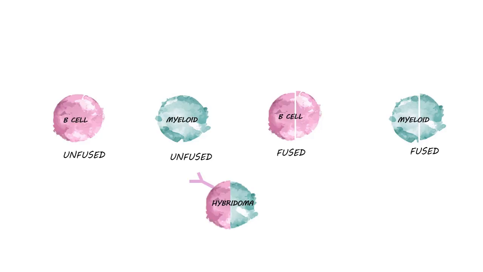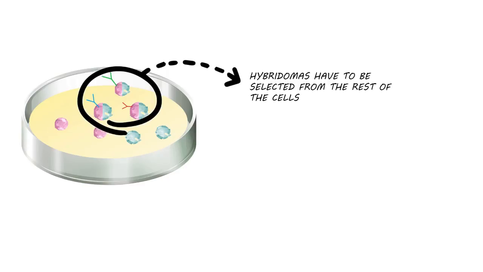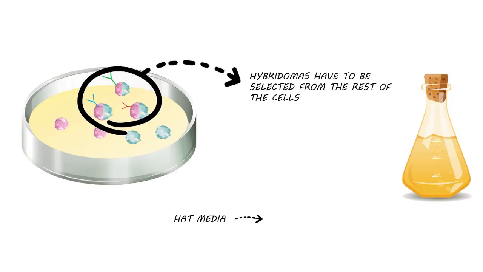Now, we don't want any of these cells competing with our target hybridoma cells for nutrients. Hence, we need to remove all the cells from the culture media except for our target hybridoma cell. This can be done by using a selection process that requires a medium called HAT medium. HAT stands for hypoxanthine aminopterin thymidine.